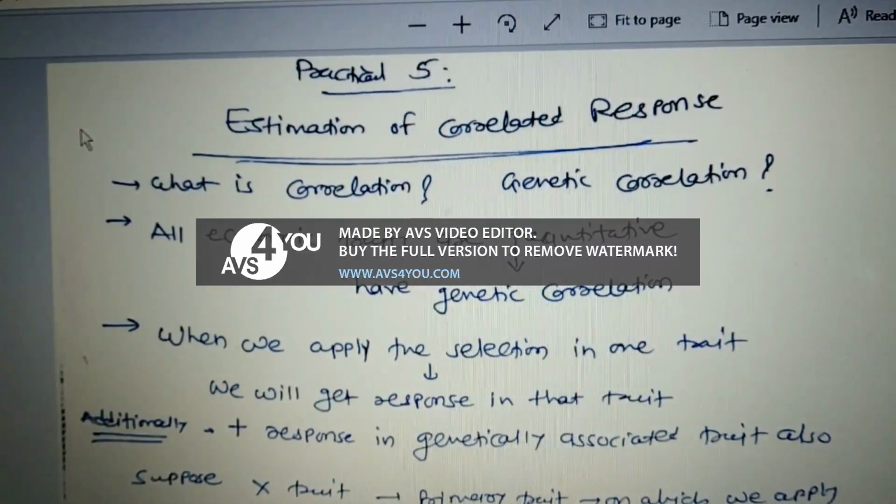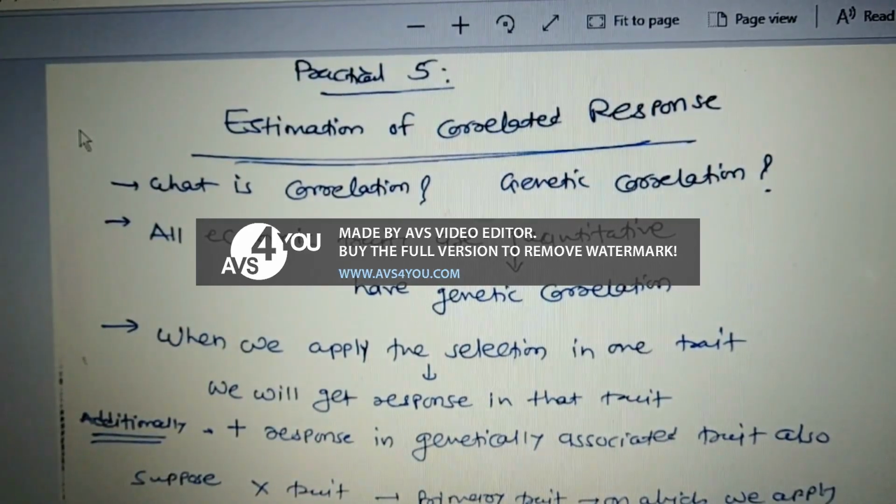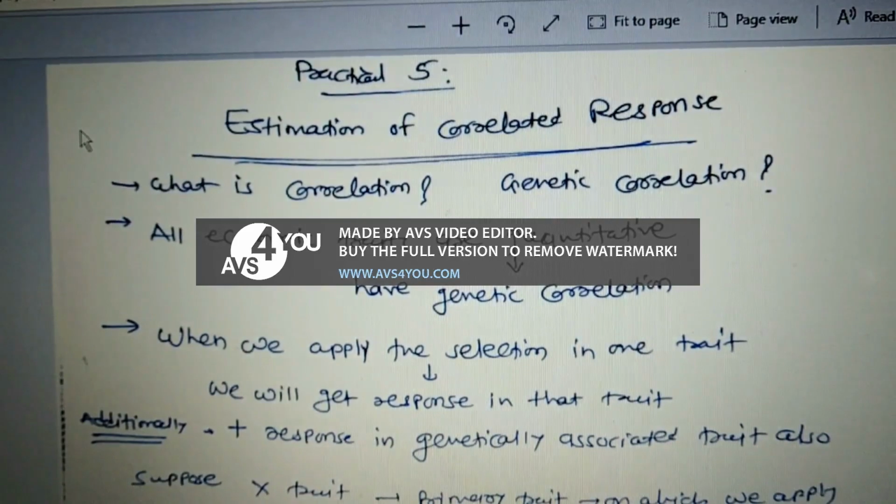Okay. So we already started a theory session through the Impartus online lecture, but it is very difficult to start the practical session through Impartus. So let us start our practical session through video recording. So we completed up to fourth practical, estimation of realized heritability. So today we will see our next practical, that is the fifth practical, estimation of correlated response to selection.